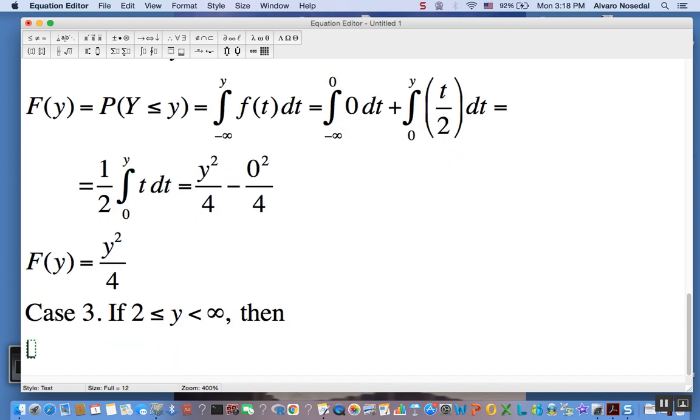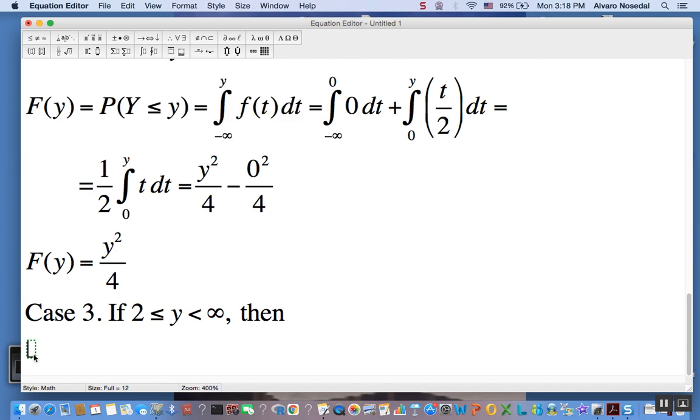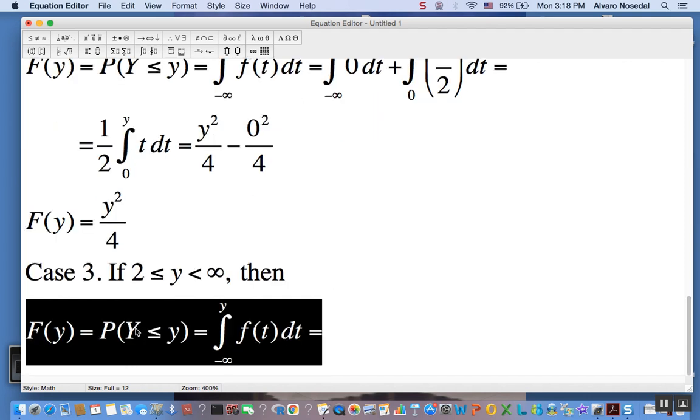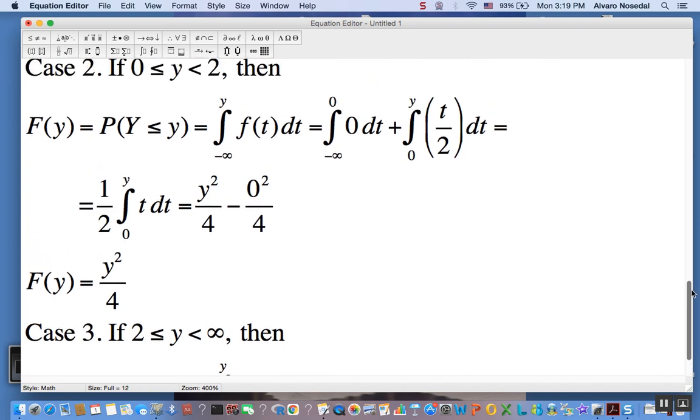Well, again, we use the definition of the CDF. It's the probability that a random variable y is less than or equal to y. Since we have a continuous random variable, that is going to be the integral from negative infinity to y of the PDF, the probability density function. Okay, so now, instead of having two integrals, we are going to have 3, right?